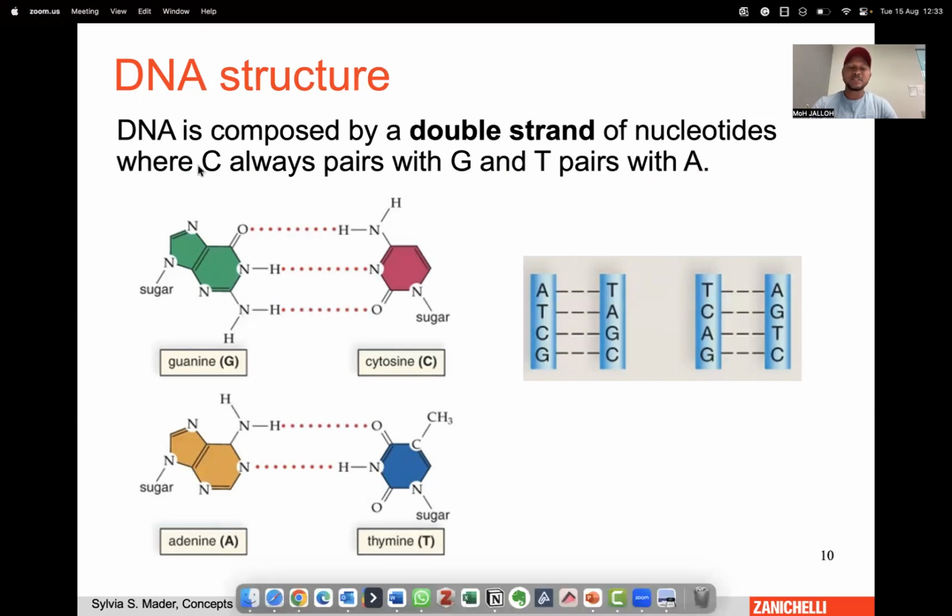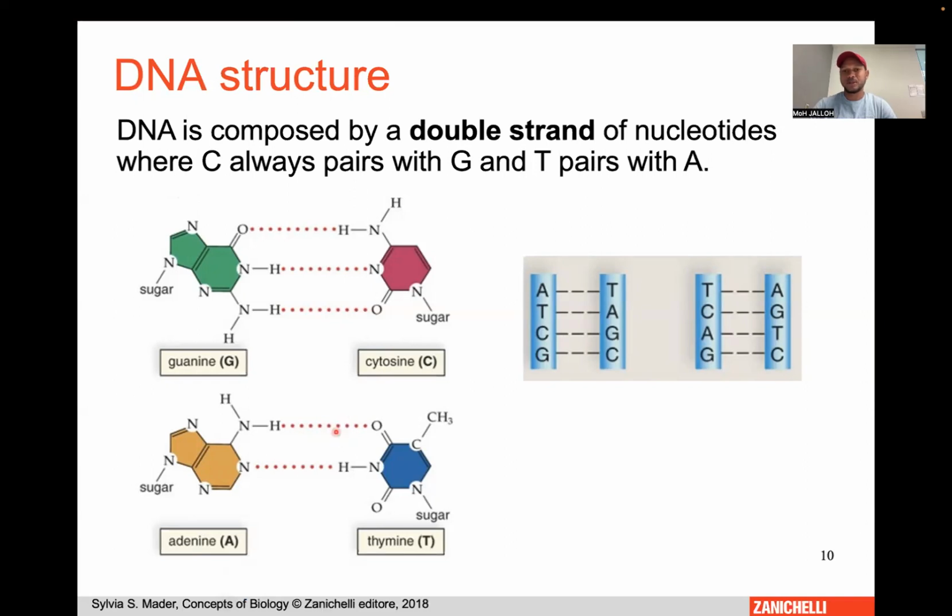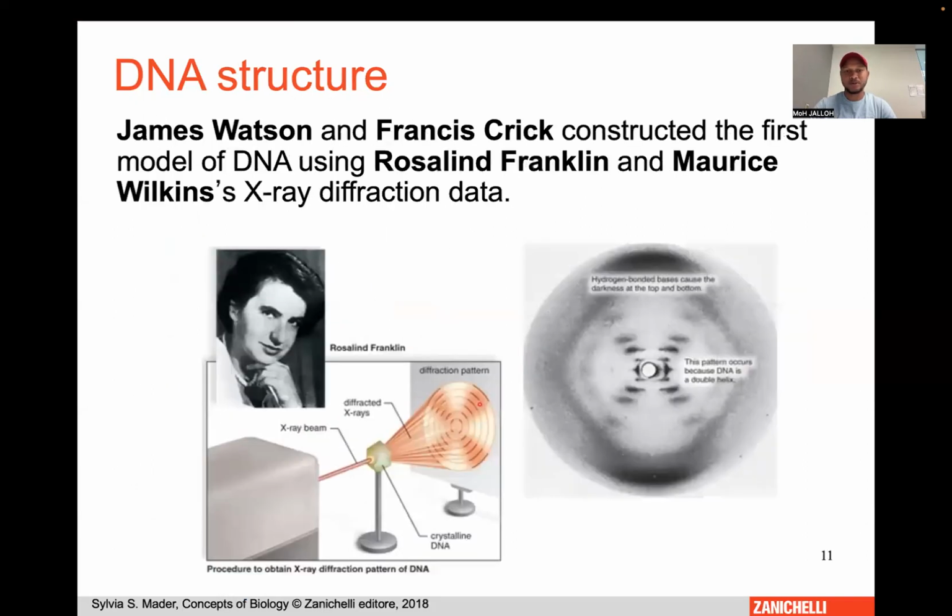So, the C, which is cytosine, always pairs with G, guanine, and T pairs with A, adenine. And whenever guanine is pairing with cytosine, we have 3 bonds. Please remember that. The pairing between guanine and cytosine has 3 hydrogen bonds. And then the adenine and thymine have 2 bonds. That is very, very essential to be remembered.